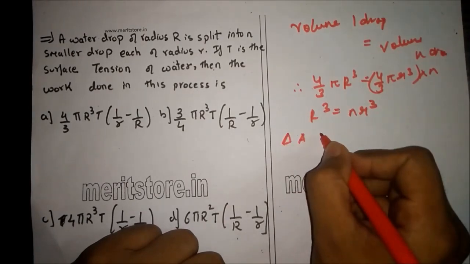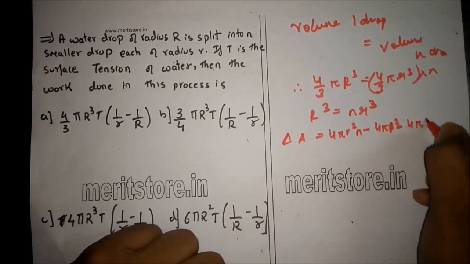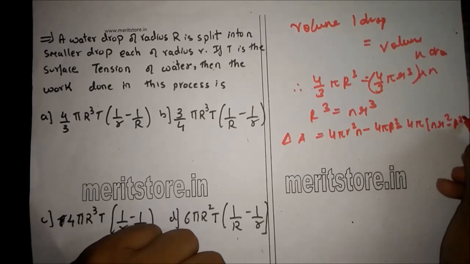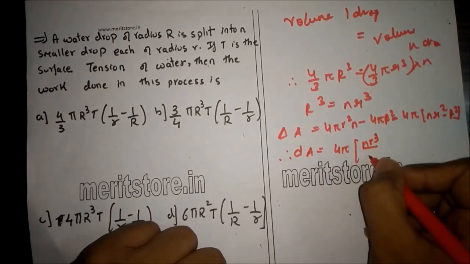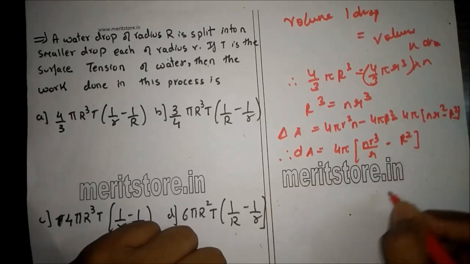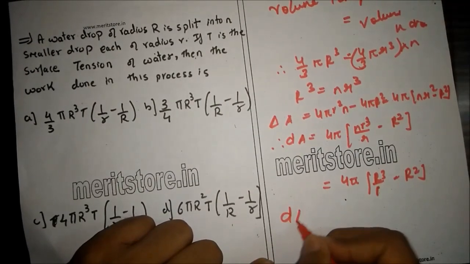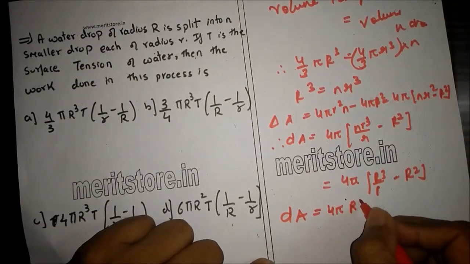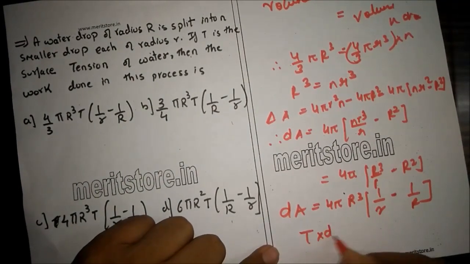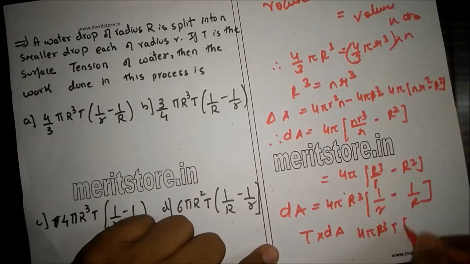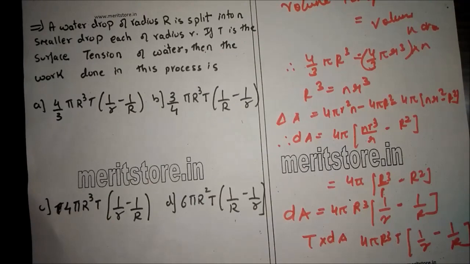Now, the change in area delta A will be given by 4 pi r square n minus 4 pi capital R square, which is equal to 4 pi (n small r square minus capital R square). Therefore, dA will be given by 4 pi n r cube upon r minus R square, which is equal to 4 pi R cube upon r minus R square. Therefore, dA will be equal to 4 pi R cube (1 upon r minus 1 upon capital R). Therefore, the work done will be tension into dA, which is 4 pi R cube T (1 upon small r minus 1 upon capital R). Therefore, here the correct answer will be option C.